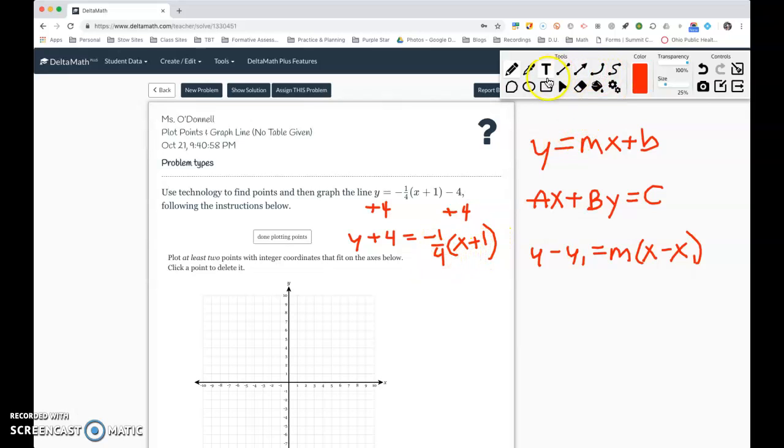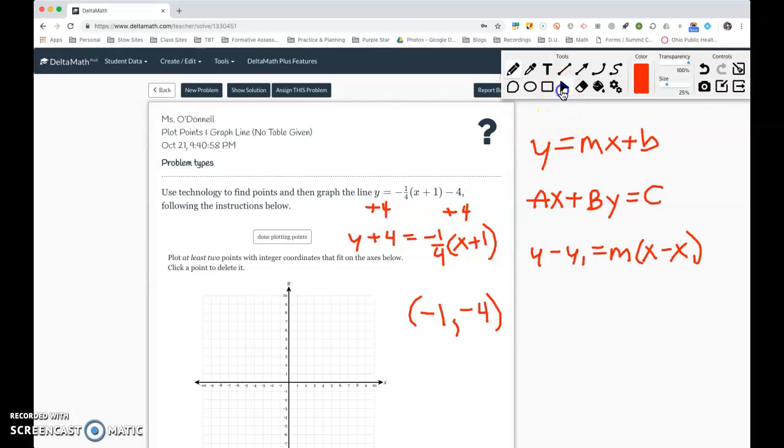For point slope form, the easiest way to graph your line is to identify the point that's in your equation. So my x coordinate is going to be -1 and my y coordinate is going to be -4. I know that because here I see a plus sign, but in my general form I have a minus sign, so when I pull that 4 out it has to be the opposite sign. So my point is at -1, -4, and my slope is -1/4.